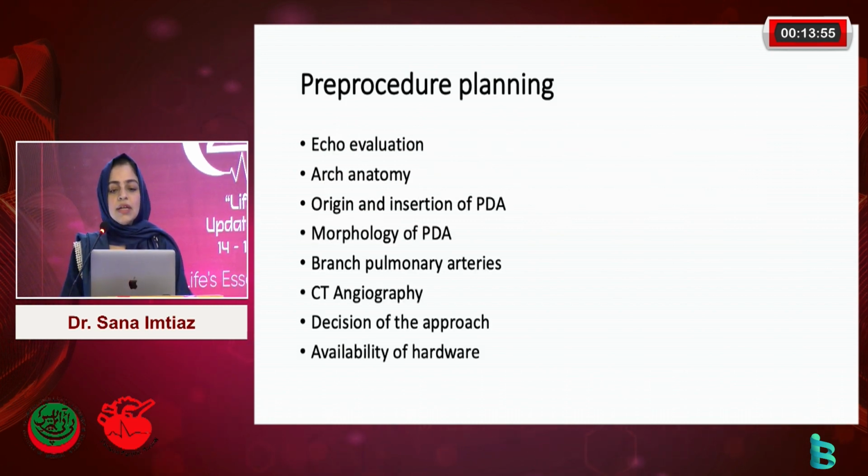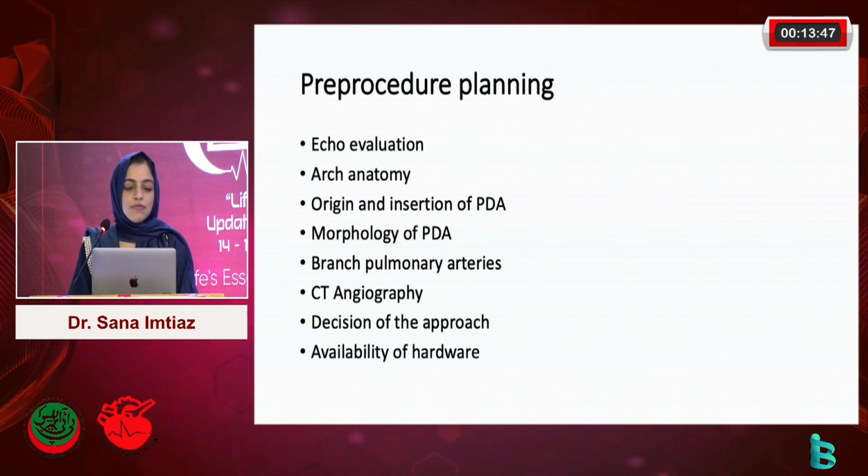So meticulous pre-procedure planning is crucial to a smooth procedure and successful outcome. It includes echo evaluation for detailed arch anatomy, origin and insertion of PDA, morphology of PDA, and anatomy of branch pulmonary arteries. CT angiography helps in defining the anatomy accurately and in the subsequent decision of the approach and choice of stent.